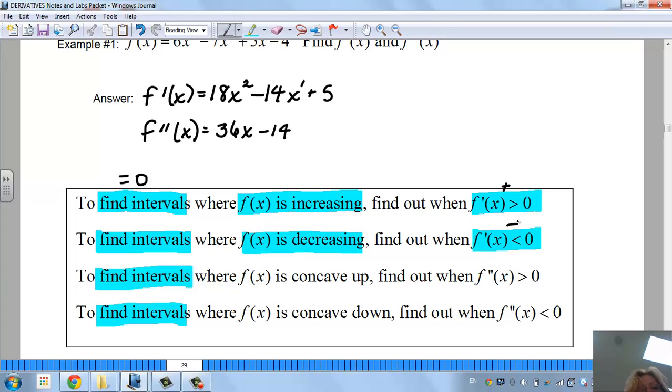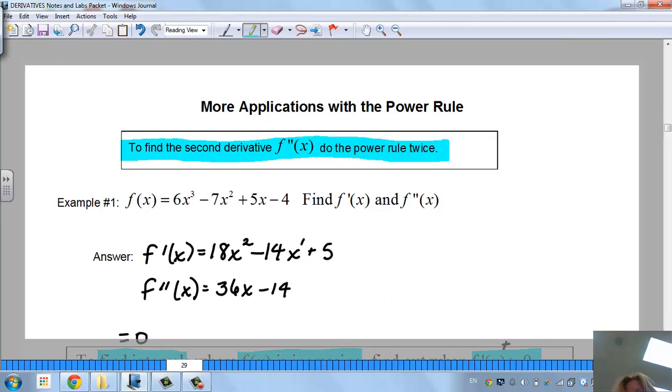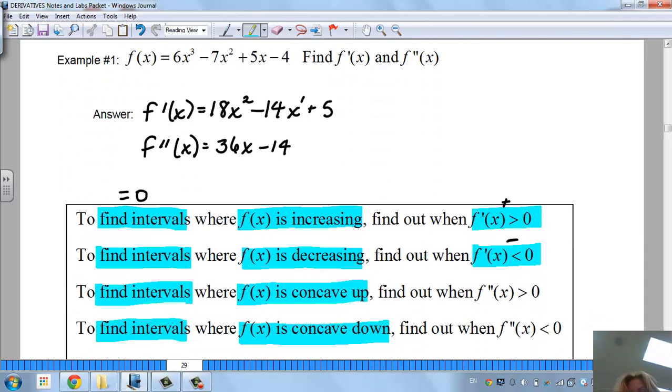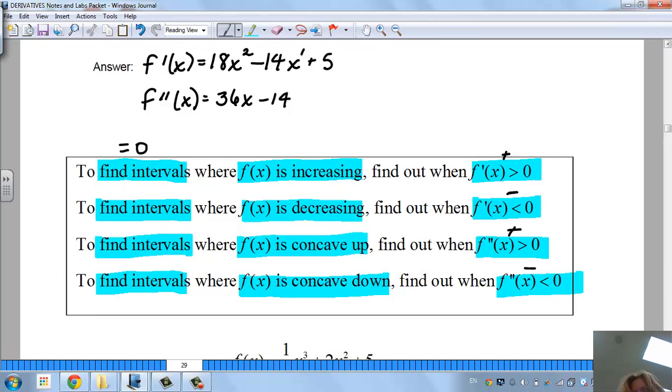If we want to talk about concavity, if I want to know when my original function is concave up or down, then what we're going to do is look at our second derivative. If it's positive, it's concave up like a cup. If it's negative, it's concave down like a frown. So that's just a quick review of what we talked about before.